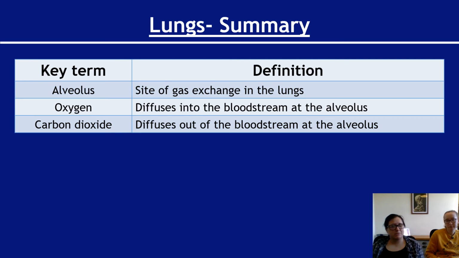Okay, so this seems like quite a short list, because the main thing you actually need to be able to do is say where is the higher oxygen, where is the lower oxygen with a picture of an alveolus. That's the main skill. But just to look at the absolute bare bones of it, the alveolus is the site of gas exchange in the lungs. Oxygen is the gas that will diffuse into the bloodstream at the alveolus, and carbon dioxide is going to be the gas that's going to diffuse out of the bloodstream at the alveolus so that it can be breathed out. And that is it, done.